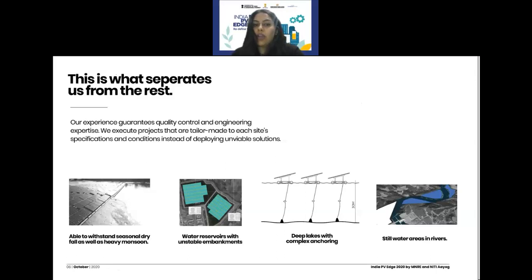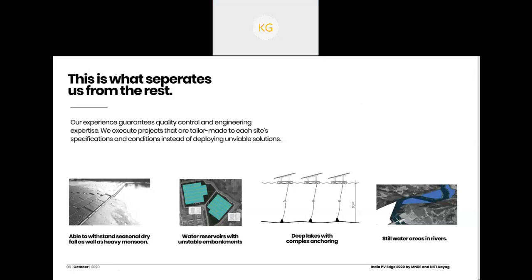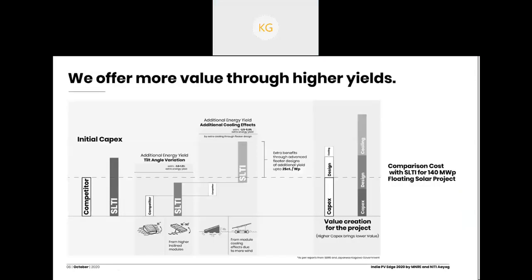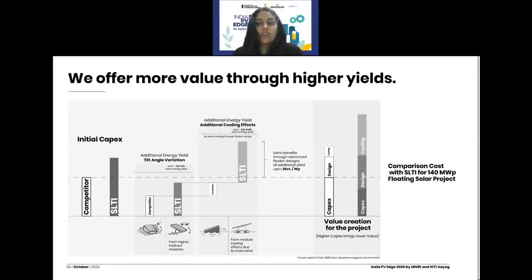We can handle water reservoirs with unstable embankments. We can handle deep lakes with complex anchoring technologies. And we can also handle still water areas in flowing rivers. And this is something that just does not exist with our competitors in the market. And this is a big edge for us. This is going to help us actually penetrate the market, mainly in central India, where you see a lot of seasonal dry fall as well as heavy monsoon.